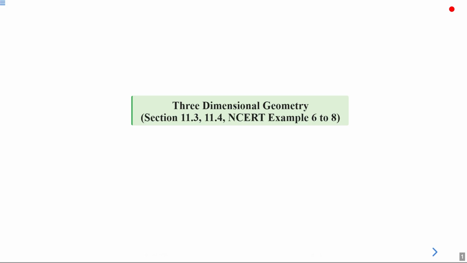In this lecture, we will cover NCERT section 11.3, 11.4 and then we will solve NCERT example 6 to 8. So let's get started.